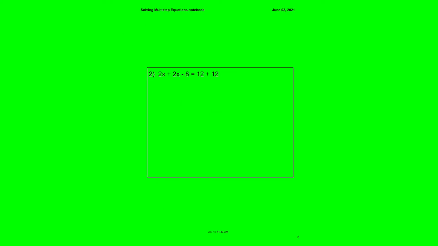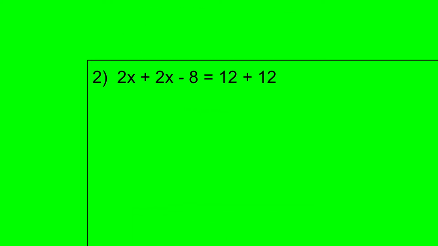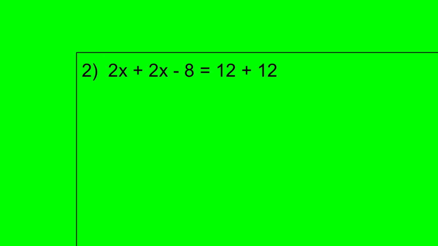Let's look at another example. So we've got an example here. 2x plus 2x minus 8 equals 12 plus 12. Looks really complicated. But what we need to do is solve any parentheses first and group up any like terms first. Well, we've got a bunch of like terms. We've got 2x and 2x. That makes 4x minus 8. And on the other side of the equal sign, we have 12 plus 12 is 24.